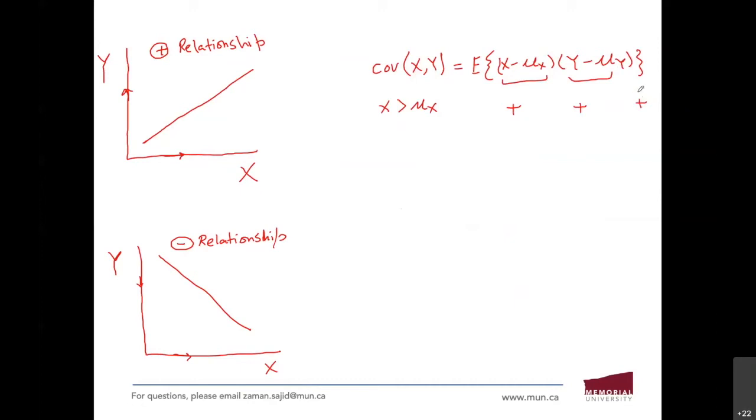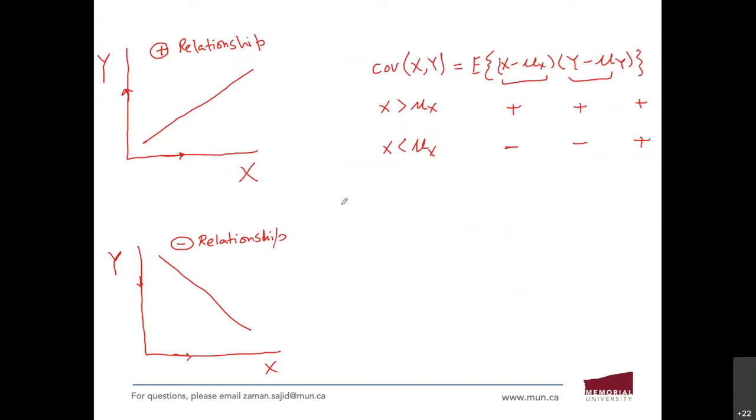This is my outcome here. Now in case x is less than mu of x, what will happen here? Because x is less than mu of x, I will get a negative number, of course. And because y tends to go in the same direction according to this relationship, your y will be a negative number as well. So if I multiply a negative number with a negative number, I will get a positive number again.